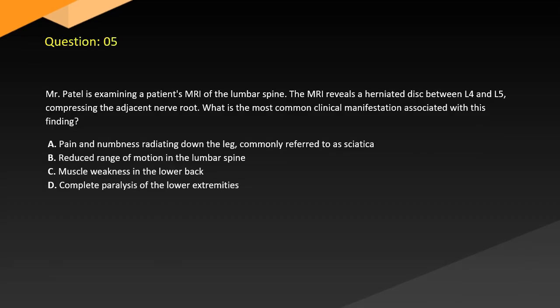Question 5. Mr. Patel is examining a patient's MRI of the lumbar spine. The MRI reveals a herniated disc between L4 and L5 compressing the adjacent nerve root. What is the most common clinical manifestation associated with this finding? A. Pain and numbness radiating down the leg, commonly referred to as sciatica. B. Reduced range of motion in the lumbar spine. C. Muscle weakness in the lower back. D. Complete paralysis of the lower extremities.